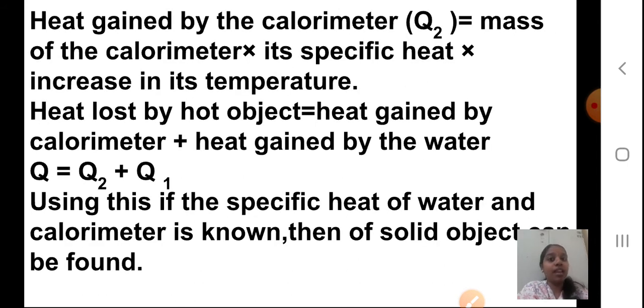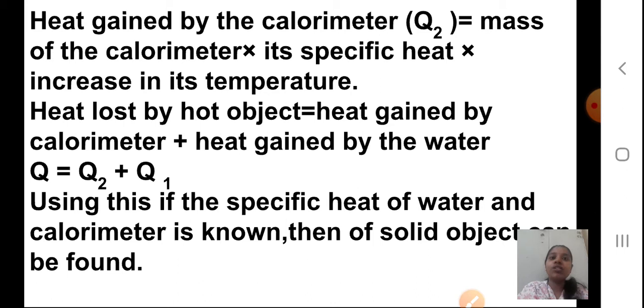Now heat gained by the calorimeter. I told you the calorimeter is also going to gain some heat, that we are going to take as Q2. So that is equal to again mass of the calorimeter multiplied by its specific heat multiplied by increase in its temperature. Yes, its temperature will also increase because it is gaining the heat, right?